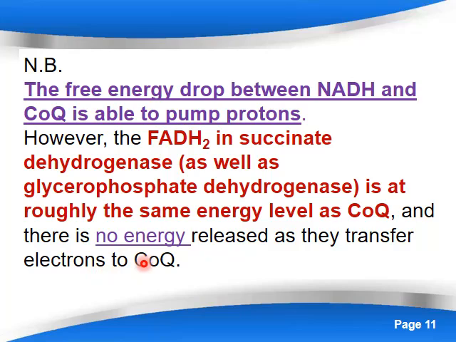The amount of free energy is not enough for pumping protons when transferring electrons to QH2. It is enough when passing from NADH to Q, because NADH is upstairs from CoQ, and passing hydrogen from it to CoQ results in energy release and proton pumping. However, FAD is present as FADH2, with hydrogen at the same stage as CoQ. So passing hydrogen from FADH2 to CoQ does not release enough free energy, and there is no pumping of protons.